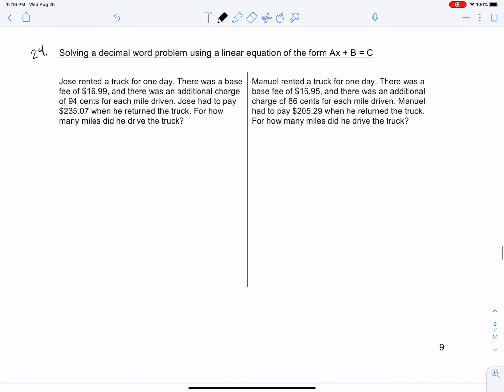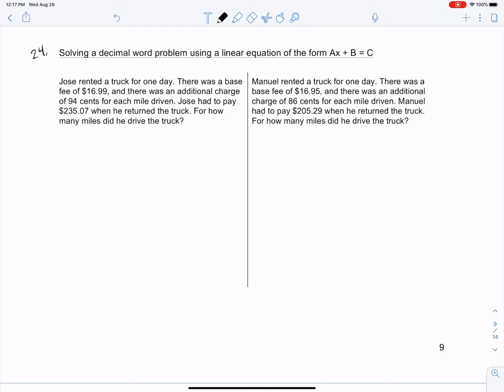24 says, solving a decimal word problem using a linear equation of the form ax plus b equals c. We're basically doing the same thing we did in the previous example, but now we're dealing with decimals. So let's look at this. It says, Jose rented a truck for one day. That's kind of irrelevant. It paints a picture that this person's renting a truck. There was a base fee of $16.99. Walked in, he's going to automatically pay $16.99 right off the bat. And there was an additional charge of 94 cents for each mile driven.